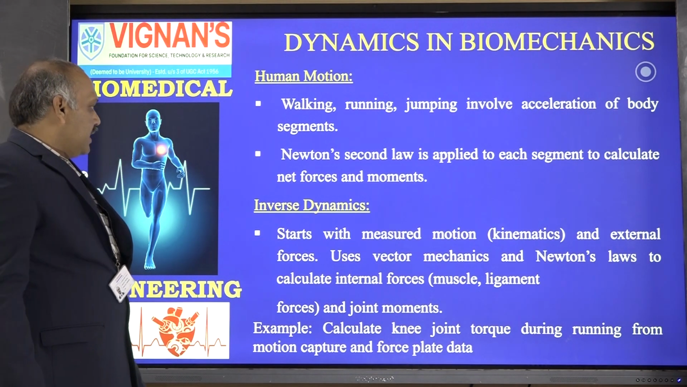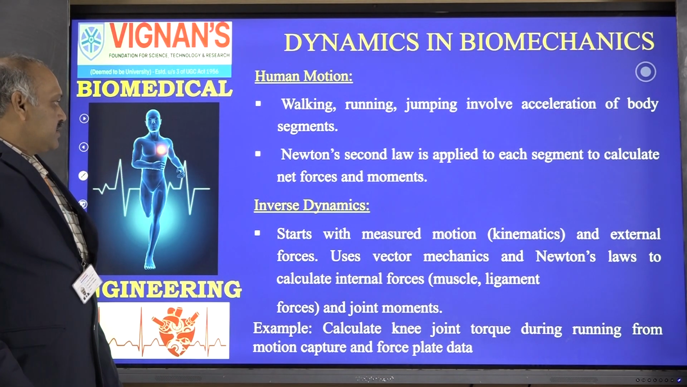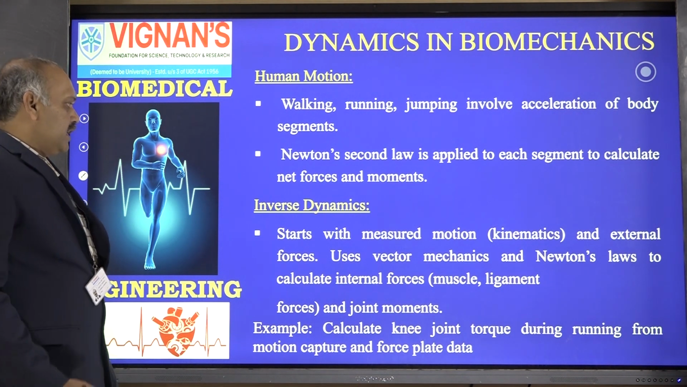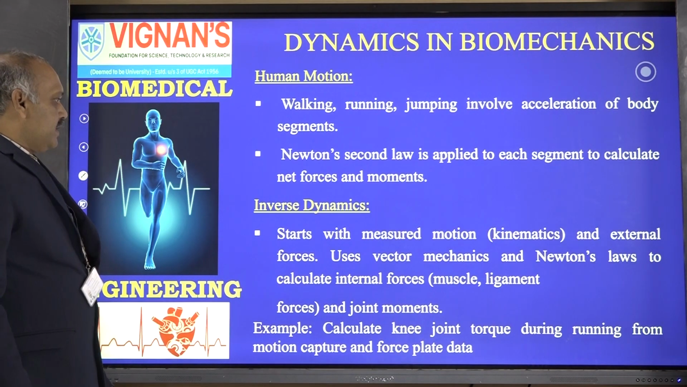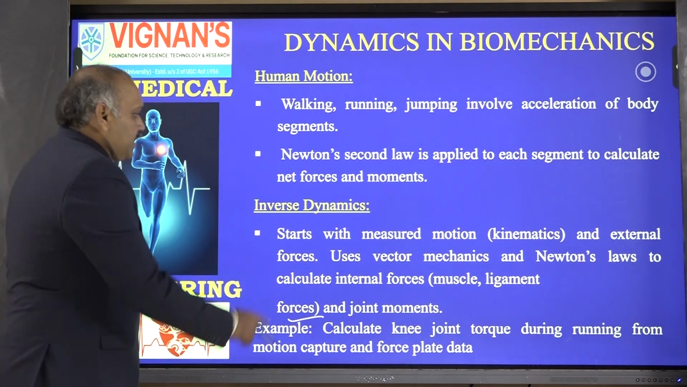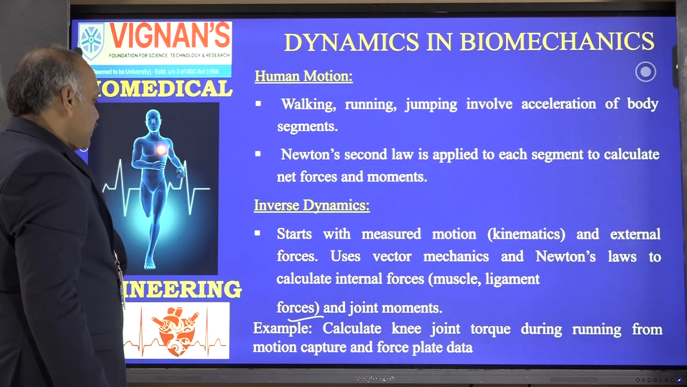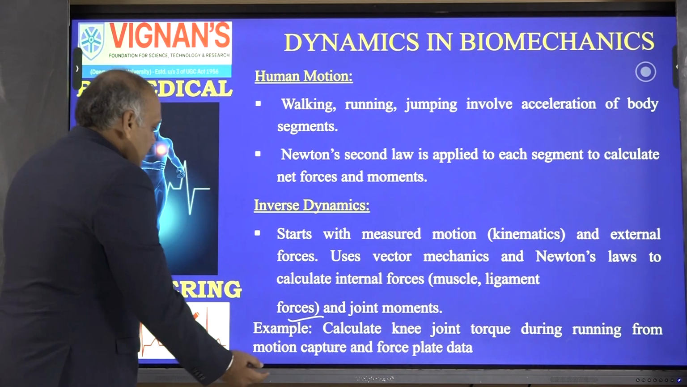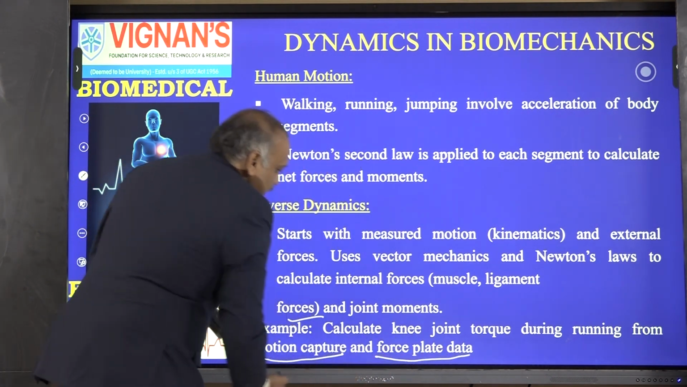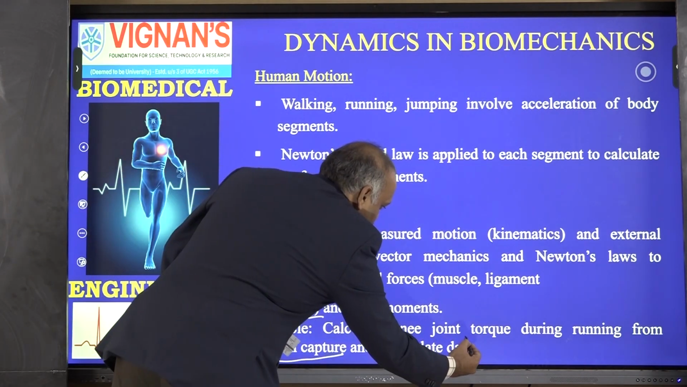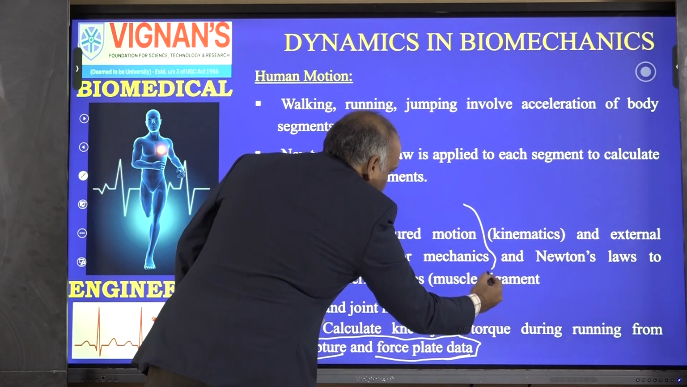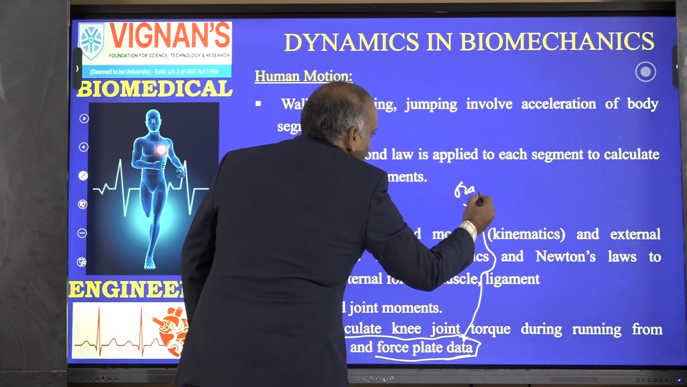And the next one is inverse dynamics. Inverse dynamics starts with measuring the motion kinematics and external forces. You have to measure that. We are going to utilize vector mechanics and Newton's laws of motion. For example, one case study is to calculate the knee joint torque during running from motion capture and force plate data. Very important: these two things, the motion capture and force plate data, we are going to get from what is called the gait lab.